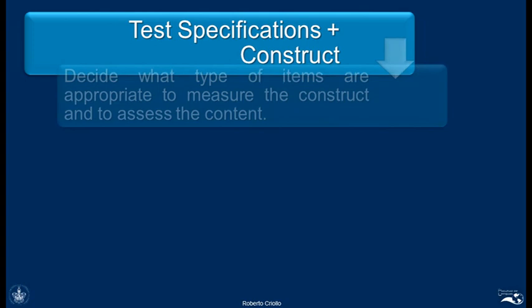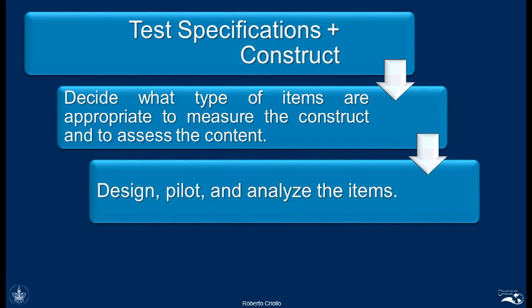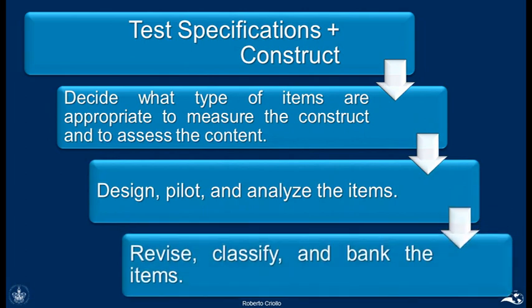So the process can be summarized in this diagram. You have your test specifications and your construct. Based on that, you're going to decide what kinds of items are appropriate to measure both the construct and the content that is describing the specifications. Then you're going to design, pilot, and analyze the items. And once you have made sure that the items are correct, that they measure what they have to measure, that they're valid and reliable, you're going to revise them, classify them according to the level of difficulty, for example, and put them in a bank for further use.